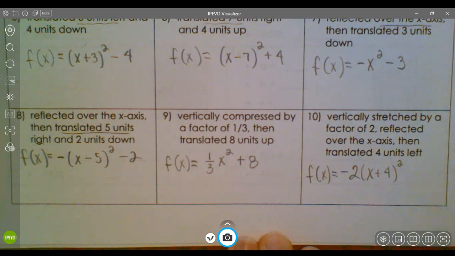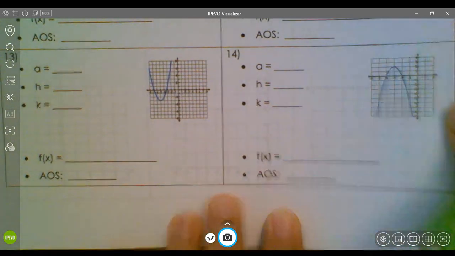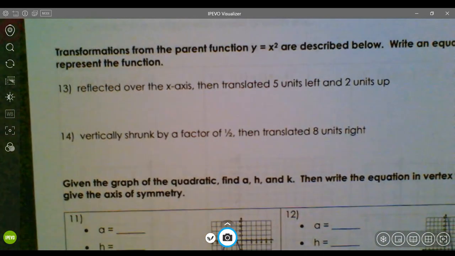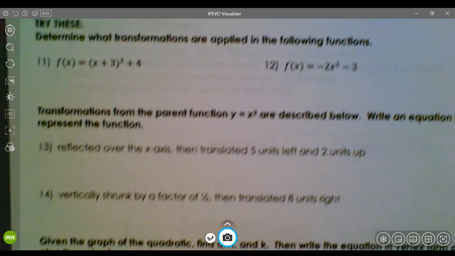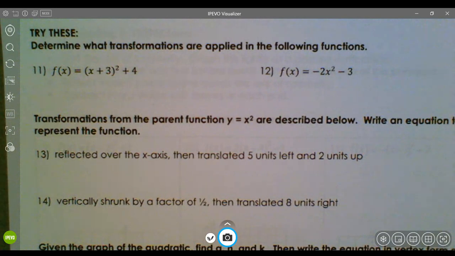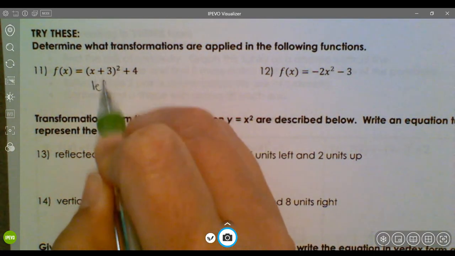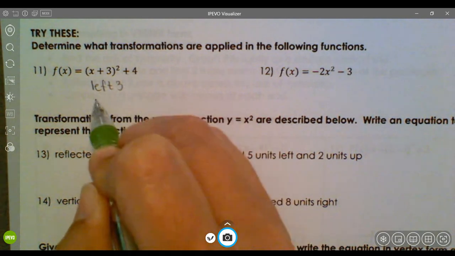Okay, so far so good? All right, so this isn't too bad. Now let's look at a couple more. Just a you try where, of course, I'm going to give you the answers to these. So you can always pause it and try this. So it looks like here we're going to go left 3, and then up 4.